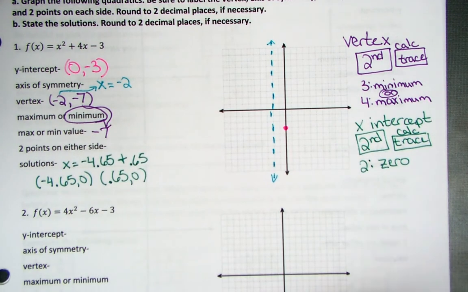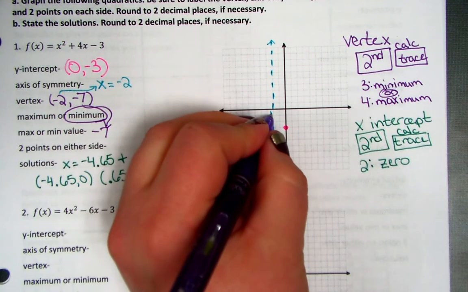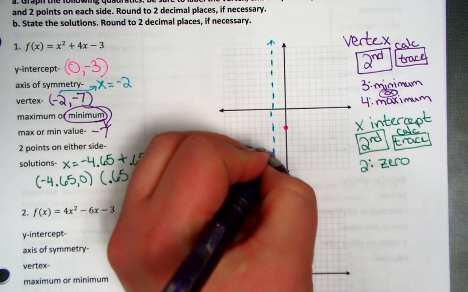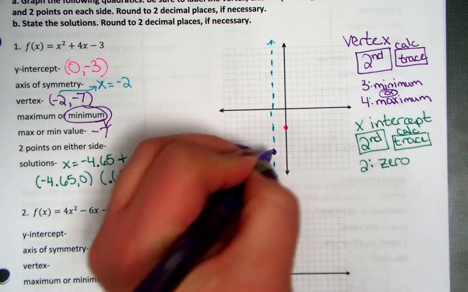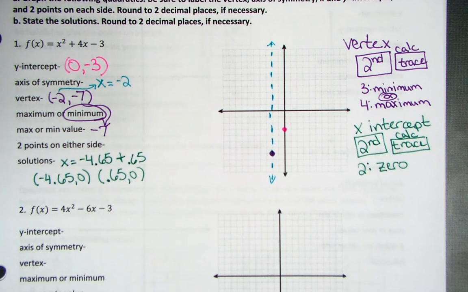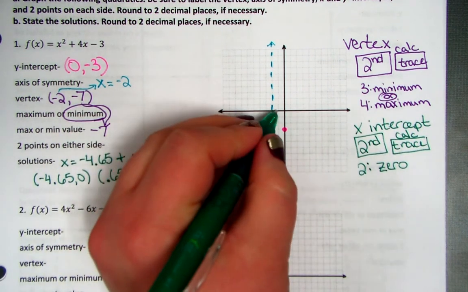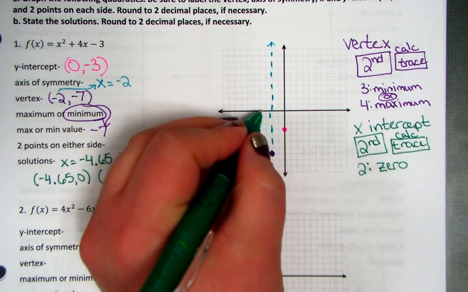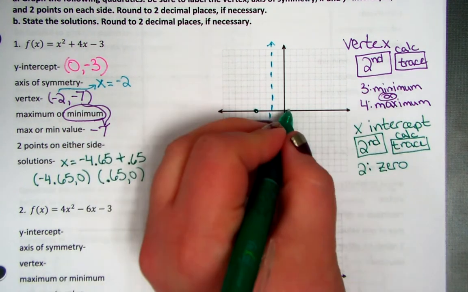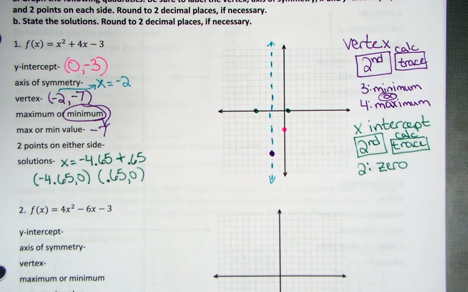Our vertex is at (-2, -7). And then we have our solutions at negative 4.65 and positive 0.65. Just estimate those as best you can.